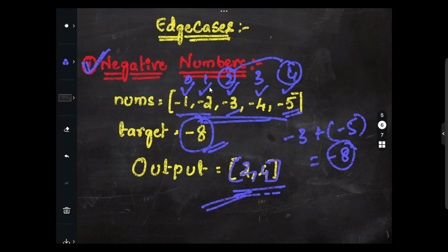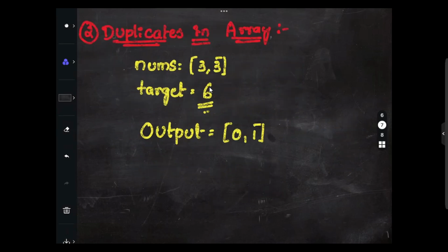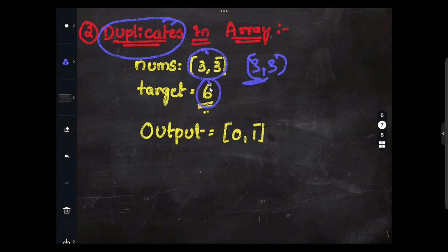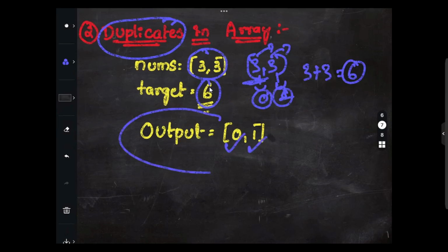Fine. So let's move on to the second edge case, duplicates in the array. We have the same number, 3, 3, so the element 3 is duplicated in the array. The target we have considered is 6. When we sum up, we have only two numbers: 3 plus 3 is the target 6 in this case. So we will return the index of each element, 0 and 1. So the output is 0, 1 here, right?